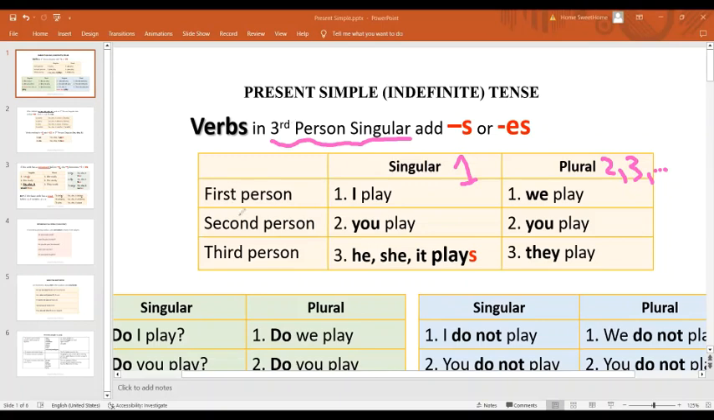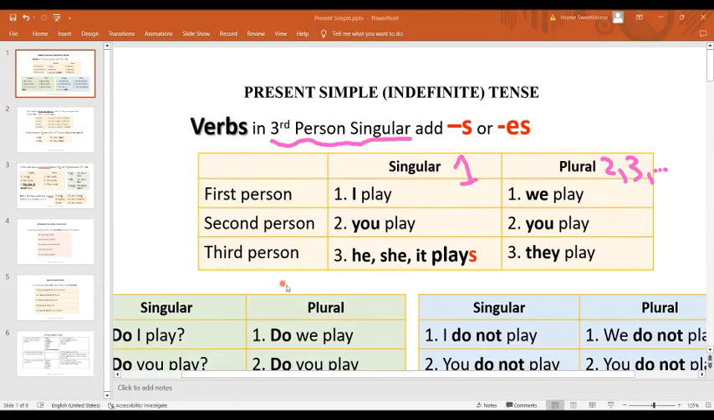Now, let's look at this. First person. What does it mean? First person refers to I or we when you talk about yourselves. Second person means you in singular and you in plural. You has no difference. It stays the same. So it is easy to remember. Second person is you when you talk to someone else.